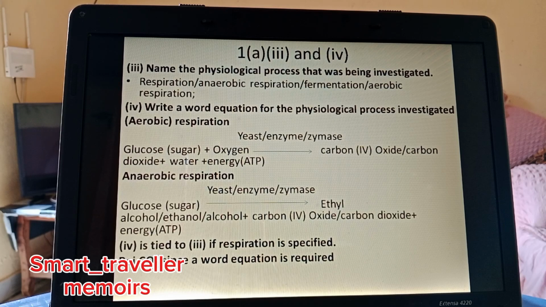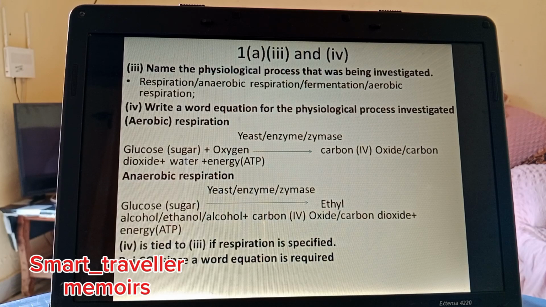If you wrote anaerobic respiration, you have glucose or sugar, yeast, enzyme, zymase there on top of the arrow, or it was added to the sugar, where you get now ethyl alcohol or ethanol, or you say alcohol, plus carbon dioxide plus energy or ATP.